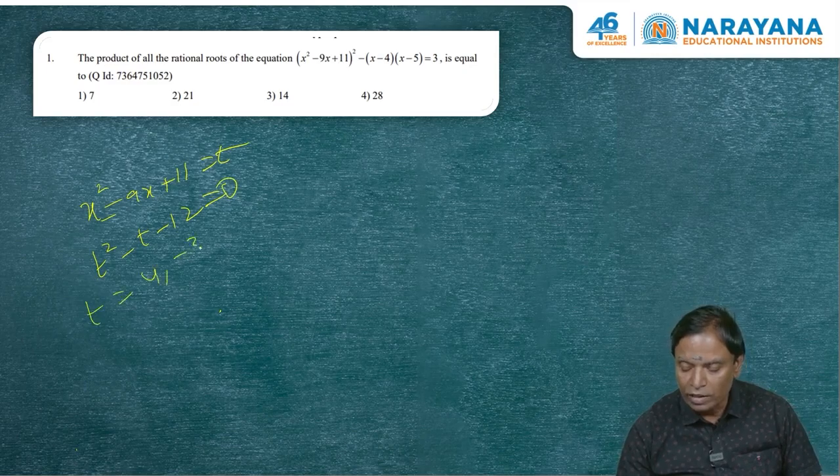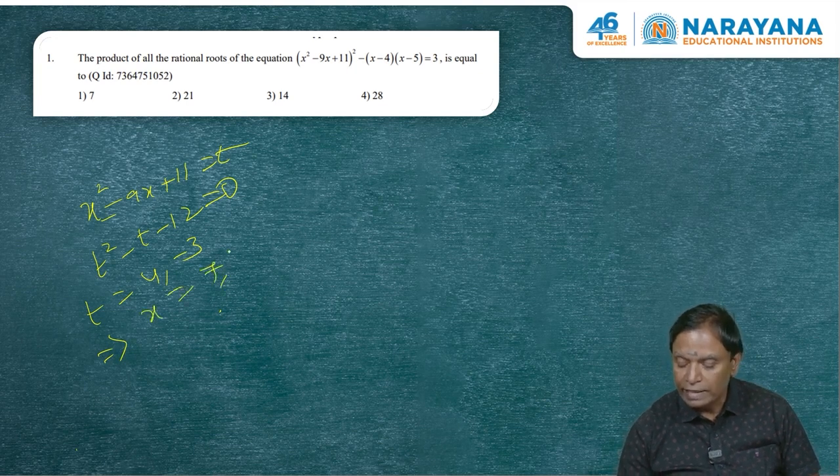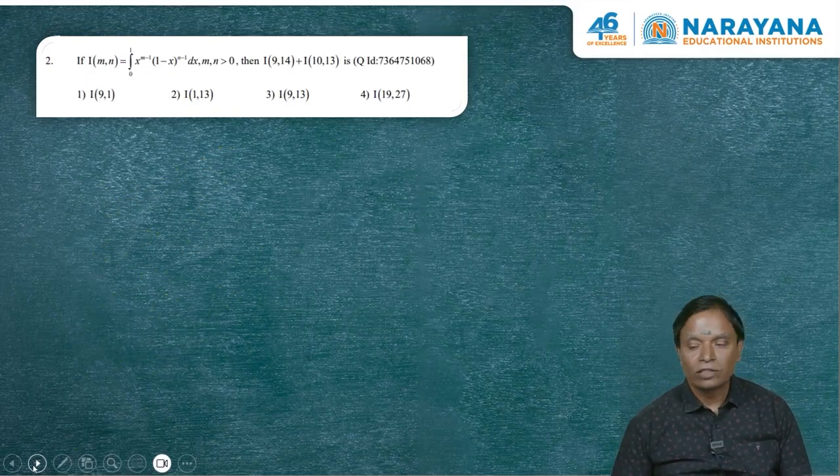Solving this, you will get t is equal to 4, minus 3. By replacing t with x square minus 9x plus 11, you will get x as 7, 2. So your product of the roots will be nothing but 14. Look at the next question.